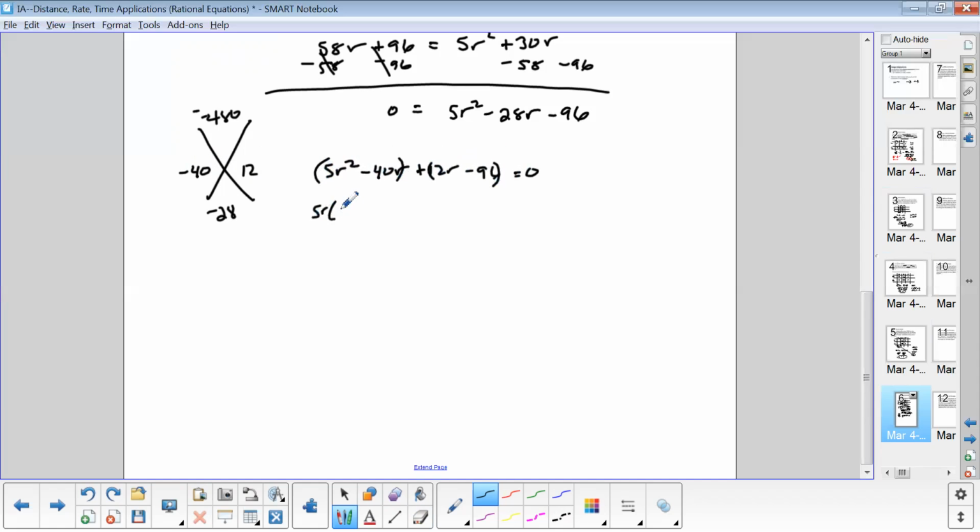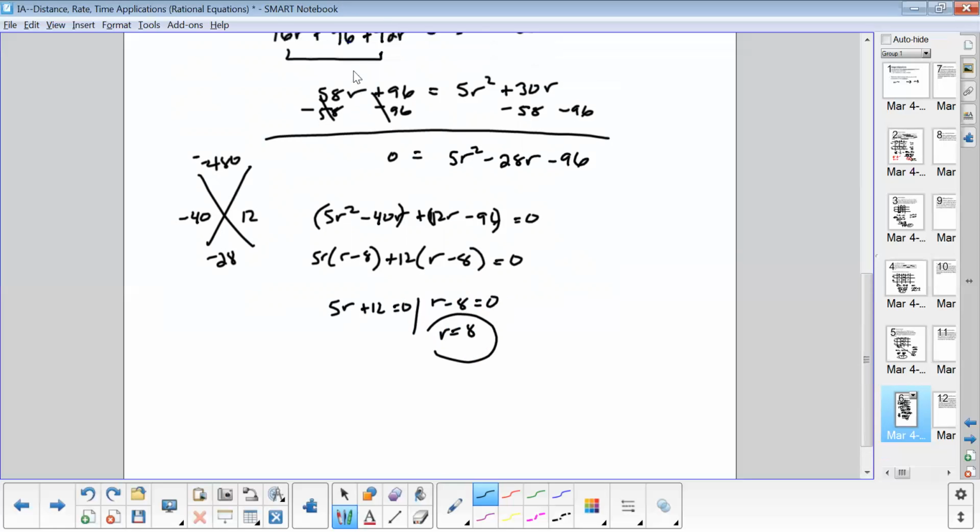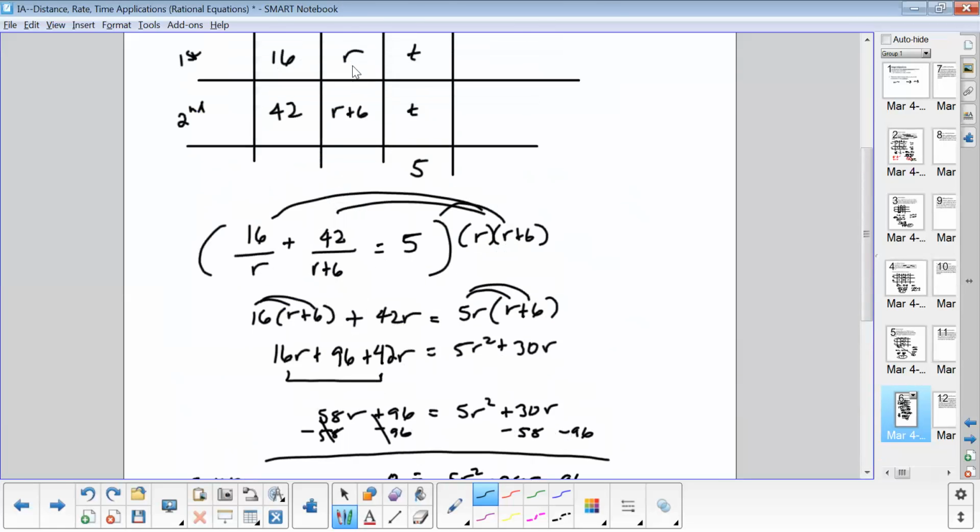So 5R, that'd be R minus 8. And that's a 12, and 12 does divide 96, 8 times. So what I have is 5R plus 12 is equal to 0, and R minus 8 is equal to 0. And that's the only one that's going to give me a positive value. And we're talking about rate. Rate's not going to be negative.